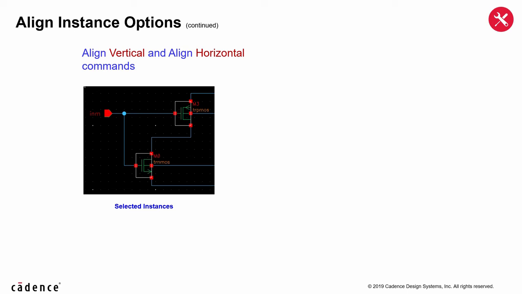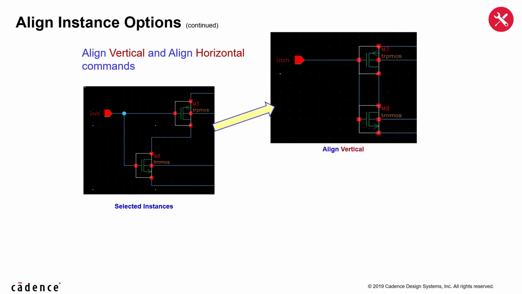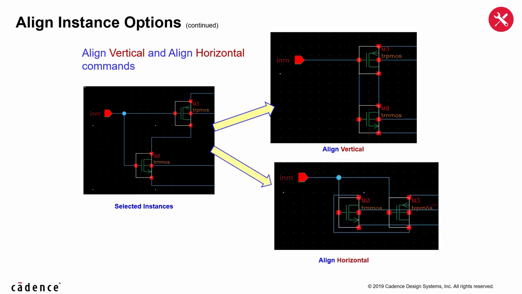A couple more examples on this slide on using the Align vertical and Align horizontal commands. Suppose your instances M0 and M3 are connected as shown here. This is the same original connection you saw on the previous slide. Now on choosing Align vertical, M0 gets aligned with M3 vertically, maintaining the connectivity. And suppose you choose Align horizontal, then M3 gets aligned to M0, still maintaining the connectivity.